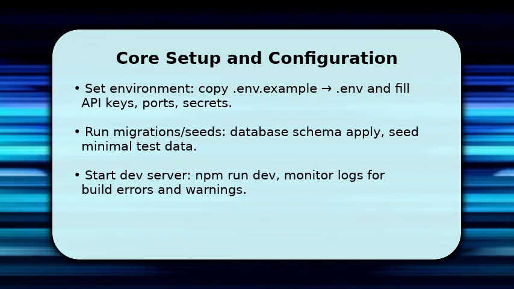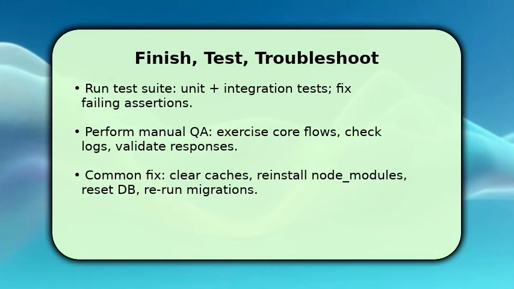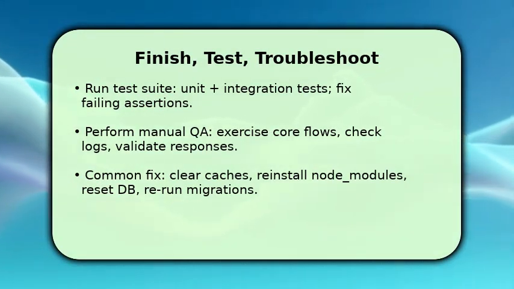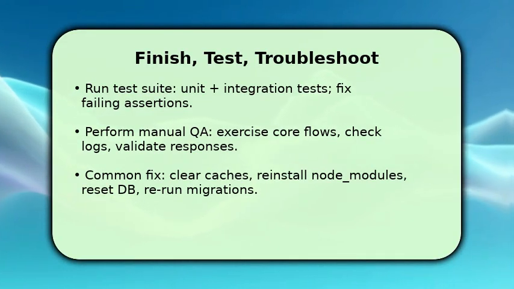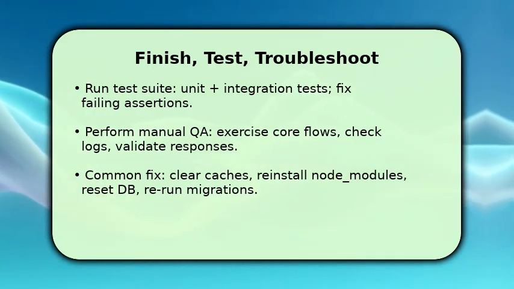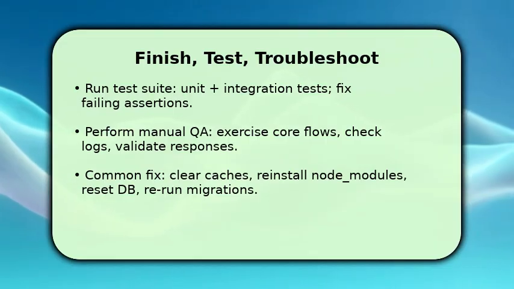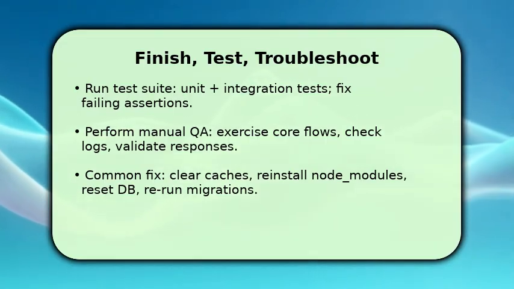You finish by validating the project. Run the full test suite and address any failing cases, because automated tests catch logic regressions early. Then perform manual QA, exercise core flows, inspect network responses, and tail logs while reproducing issues.